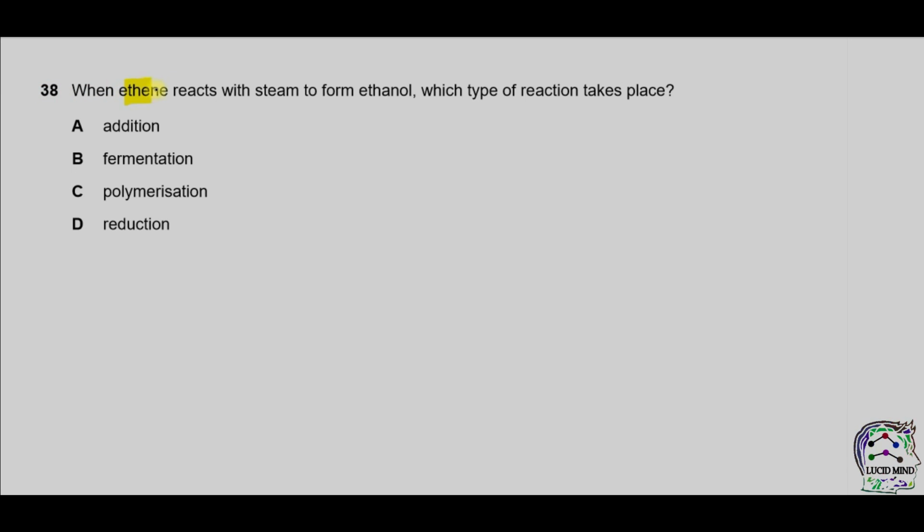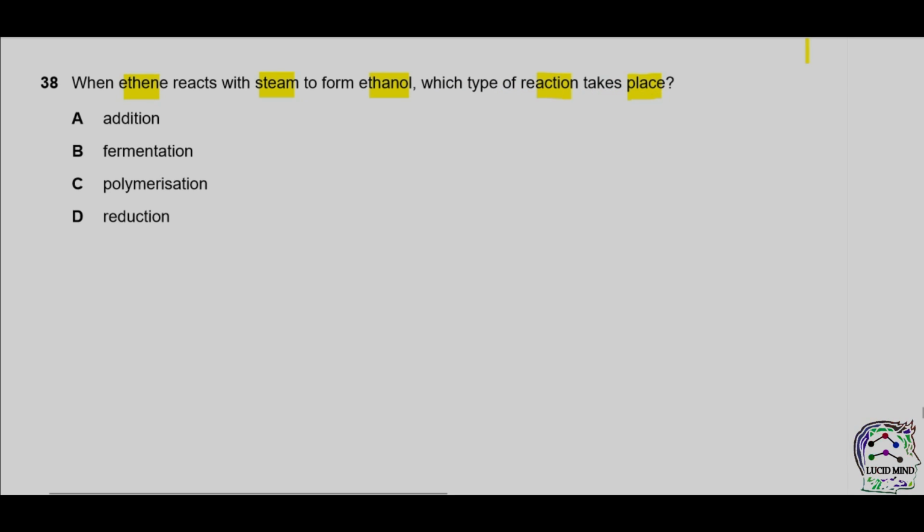Question 38. When ethene reacts with steam to form ethanol, which type of reaction takes place? Now we can see in ethene we have a carbon-carbon double bond, 2 hydrogen atoms with the first carbon, and 2 hydrogen atoms attached to the second carbon atom. When it reacts with steam, steam is water, we can write HOH. Now what will happen is that one part will be attached to one carbon atom, while the second part is going to be attached to the second carbon.